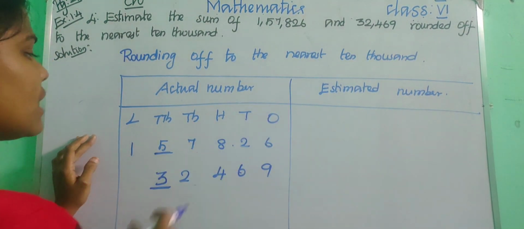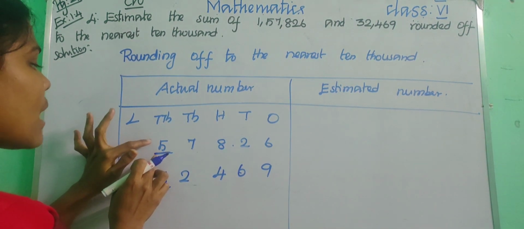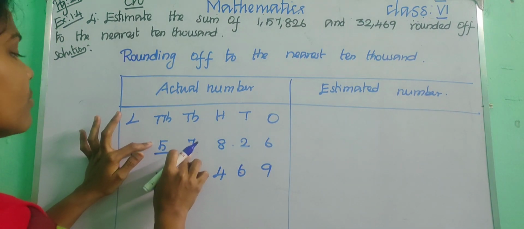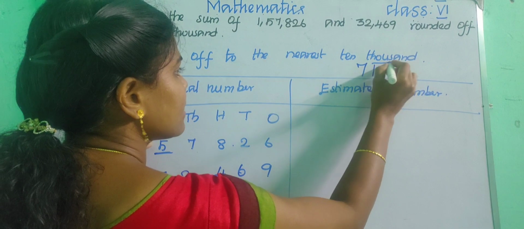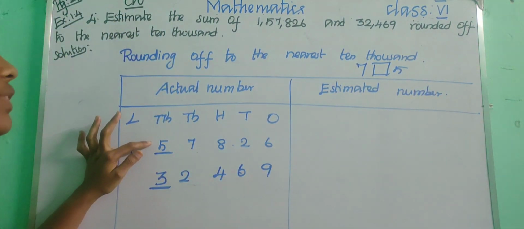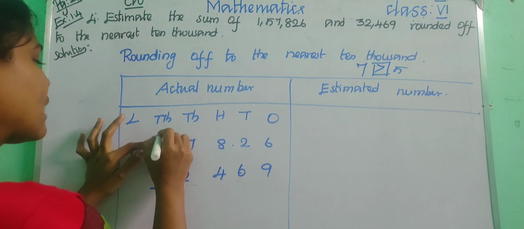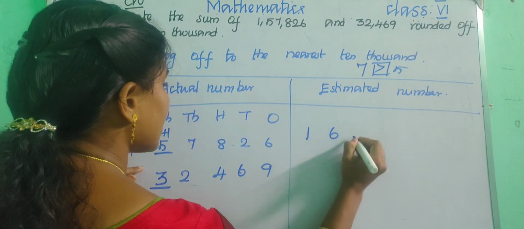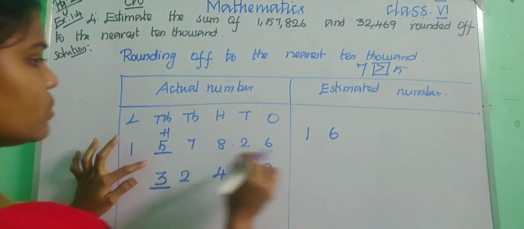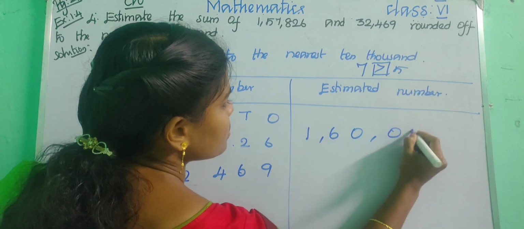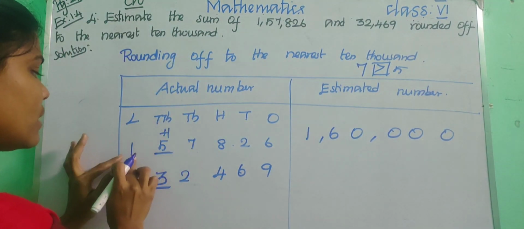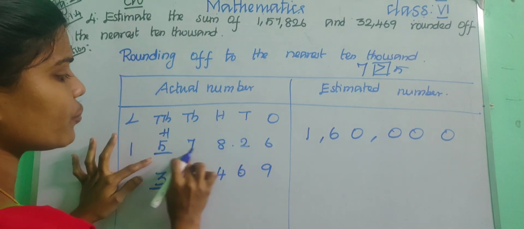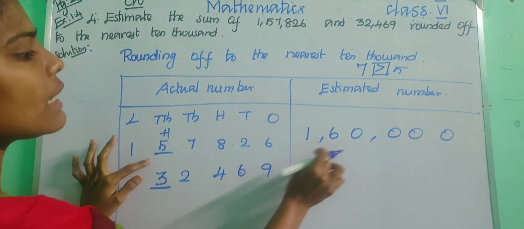Let us write the estimated number. If you are going to round off to the 10,000's place, we need to check the next digit, right? So let us check whether the 7 is greater than or less than 5. Greater than 5. So we need to add plus 1. So the estimated number will be 1,60,000. You will add plus 1, so 5 becomes 6, and after that we need to put 4 zeros. So we got 1,60,000.